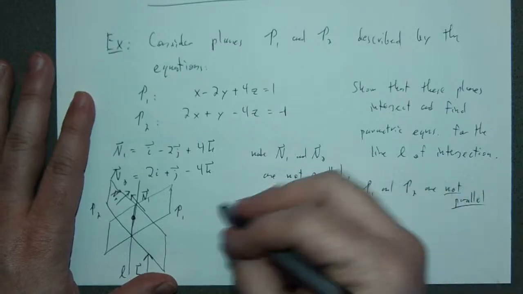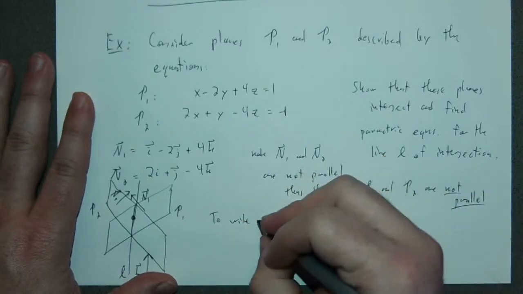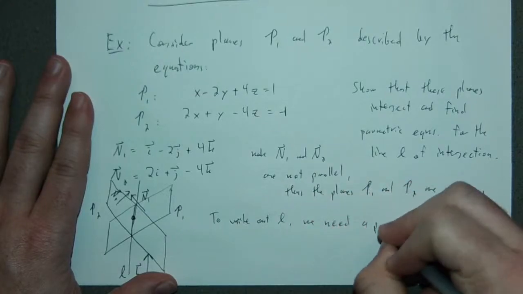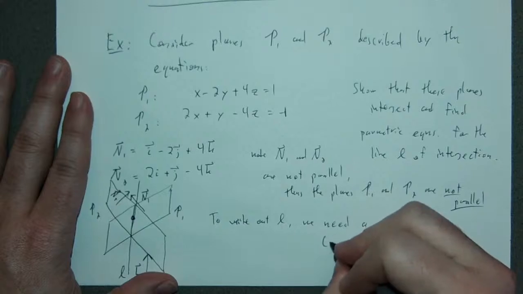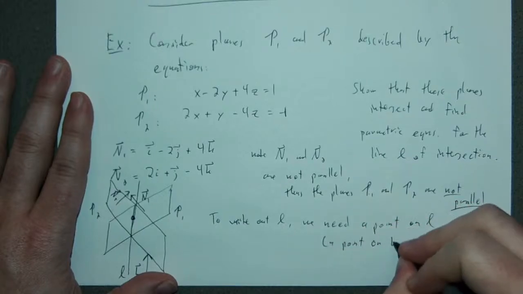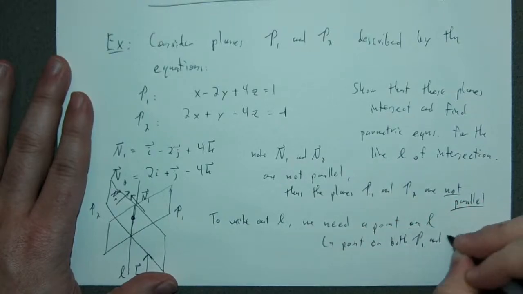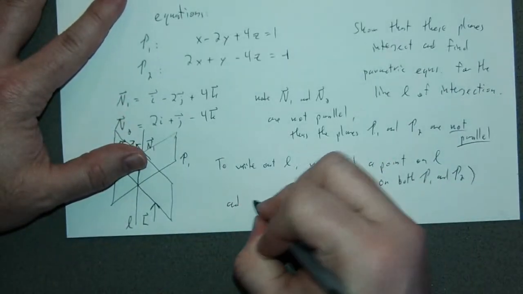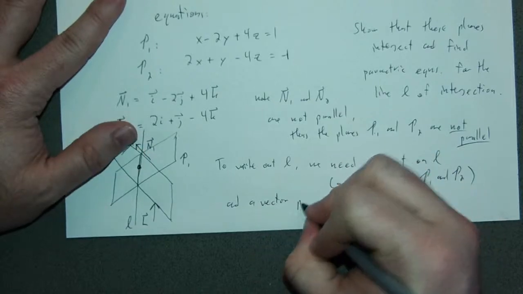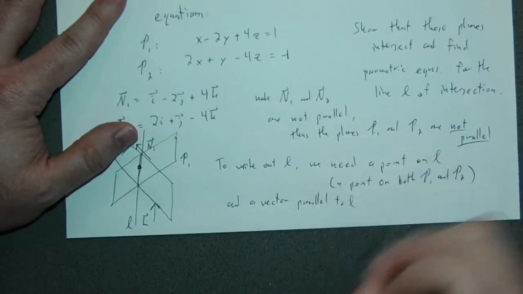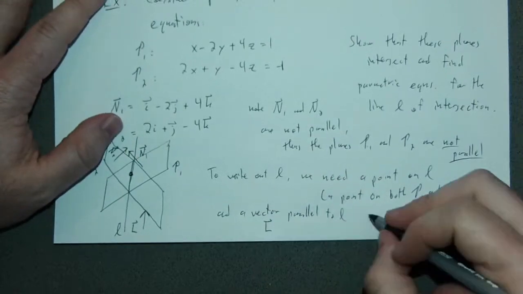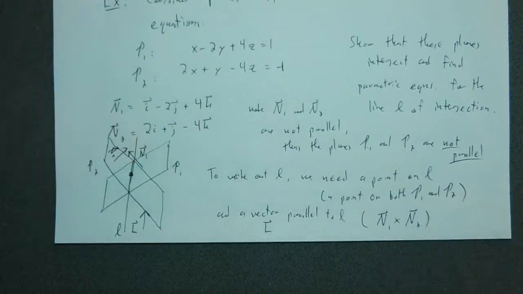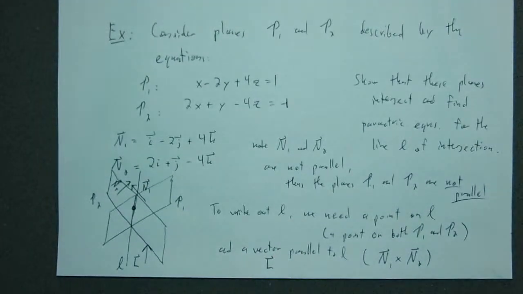So note, to write out L, we need a point on L, that is a point on both P1 and P2. So we need a point that belongs to both, and a vector parallel to my line L, and we're calling that vector big L. And this vector is going to be the cross product of those two normal vectors.